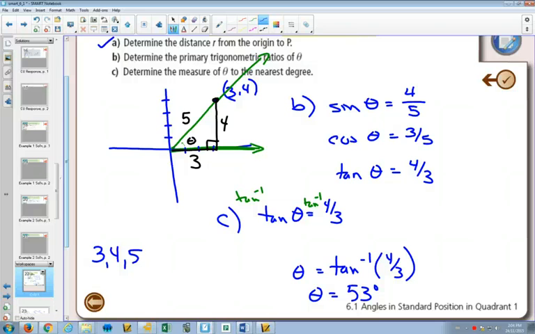3, 4, 5, 8, 9, and 10. Well, I already assigned 3, 4, and 5, didn't I? Oh, maybe I haven't done 4 and 12. Those are all ones that you can do using SOHCAHTOA. Sine, cosine, tan, and making a triangle.